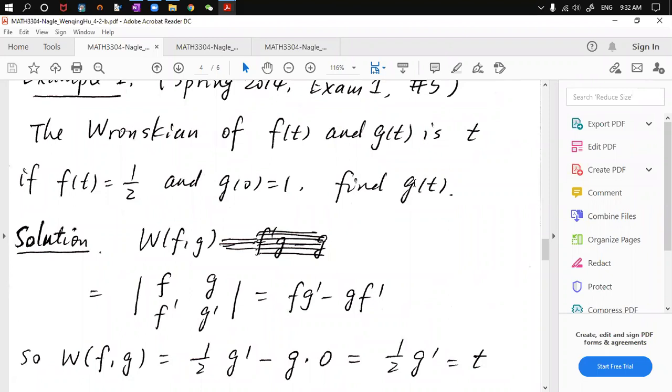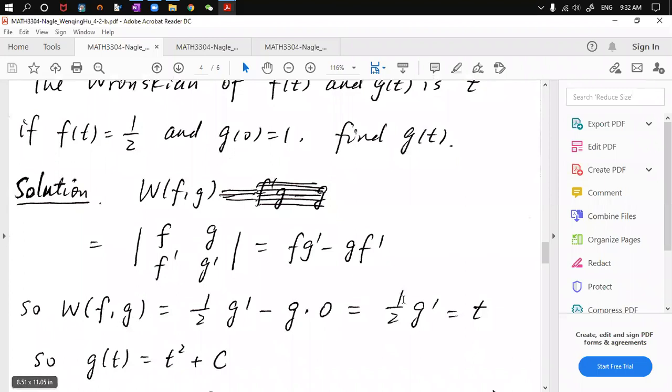So what does this mean? First of all, what's the Wronskian of two functions? According to what we have learned in the past 30 minutes, if you take two functions, the first row are the functions, the second row are the derivatives. So that's going to be f g prime minus f prime g. You know the Wronskian is t, so it must be equal to t, and you know f is 1/2, so you can put 1/2 into this equation.